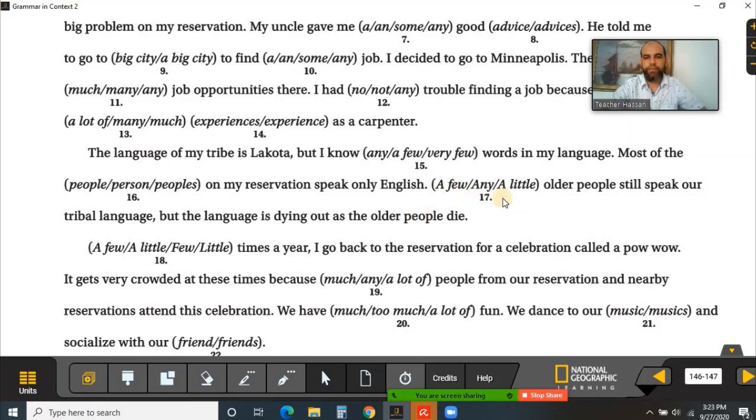And number 17, if you any little older people. Now, because people is a countable noun, we need to pick a modifier that describes countable nouns. Now, a little is to be eliminated. It can't describe people because it's for non-countable nouns. Now, any is used in negative statements or sentences. What remains is a few. A few older people still speak our tribal language, but the language is dying out as the older people die.